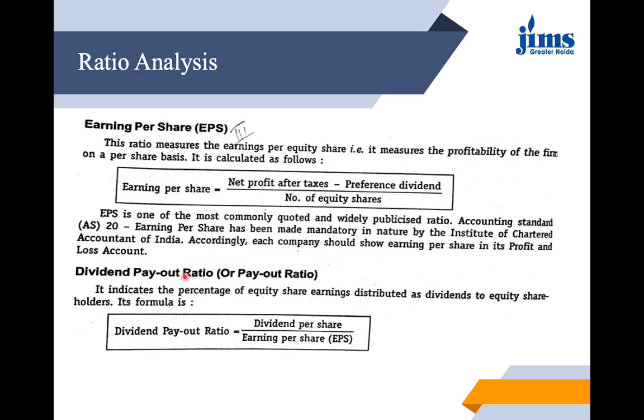Then we have the dividend payout ratio, simply payout ratio. This actually indicates the percentage of your equity share earnings which is distributed as dividends to equity shareholders. So the dividend payout ratio can be calculated by dividing the dividend per share by the EPS.